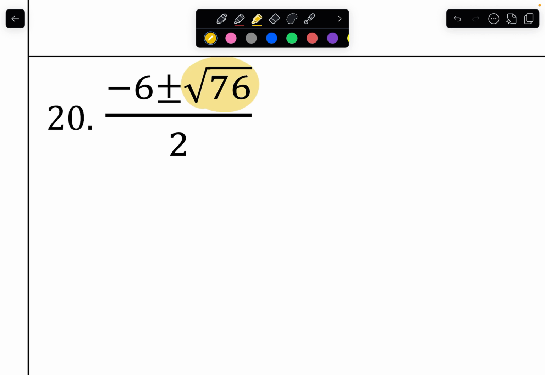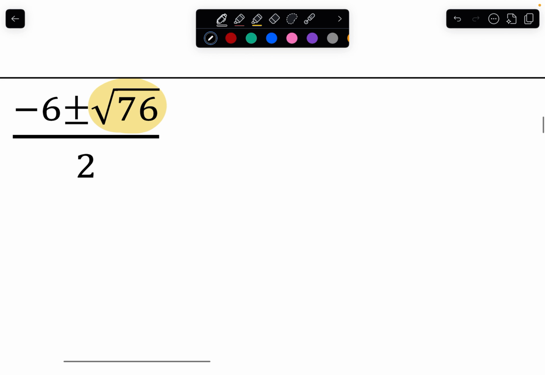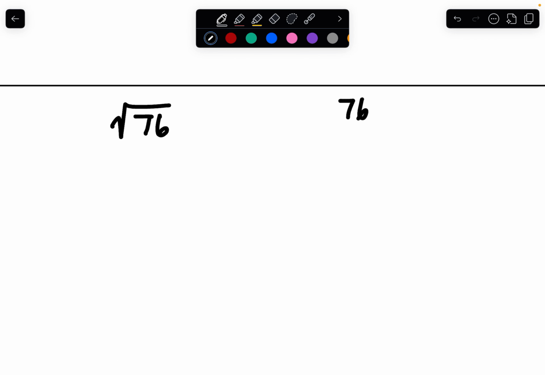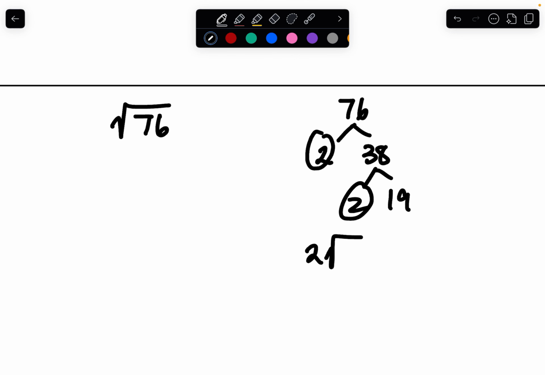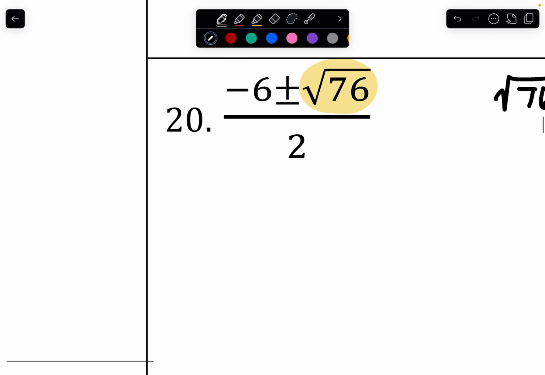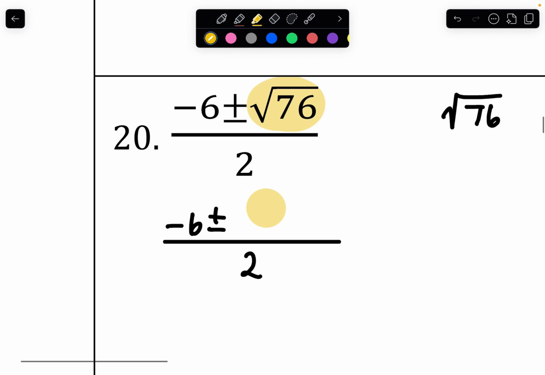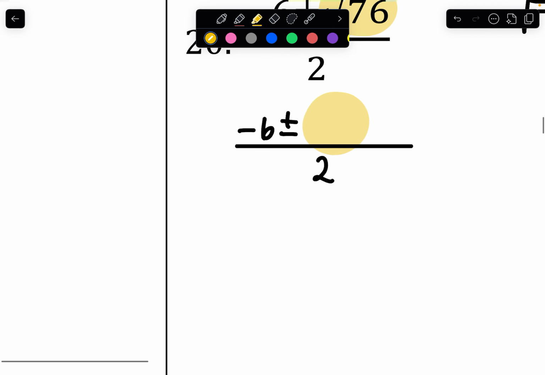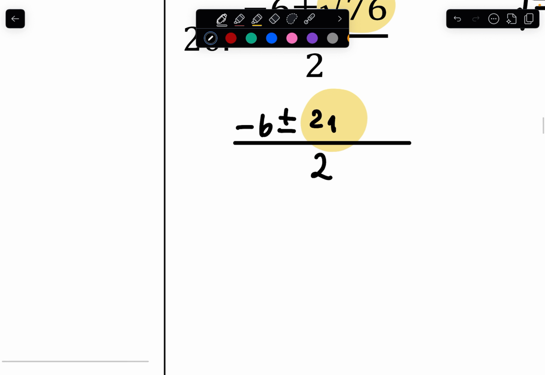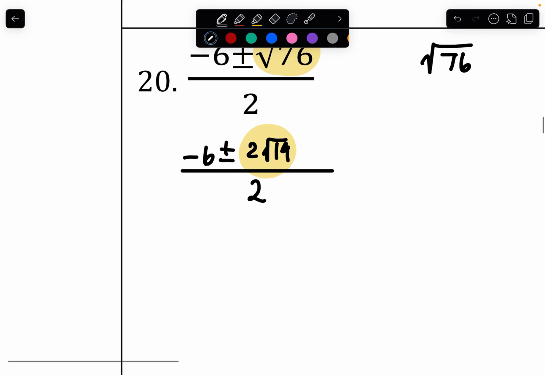Okay, and so ignore everything outside the radical for right now. We're going to focus on square root of 76. I'm going to make a factor tree. So 2 times 38, 2 times 19. 19 is prime. We have a pair of 2's, and so 2 square roots of 19. Okay, so coming back to this expression, I have a negative 6 plus or minus, and I have that 2 on bottom. But now I know square root of 76 is equal to 2 square roots of 19. Okay, so just replacing that.